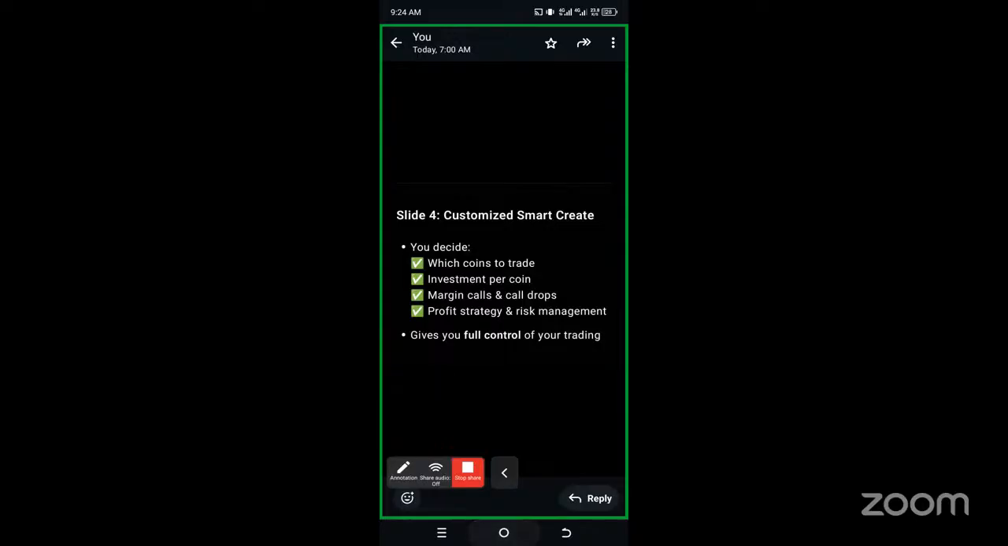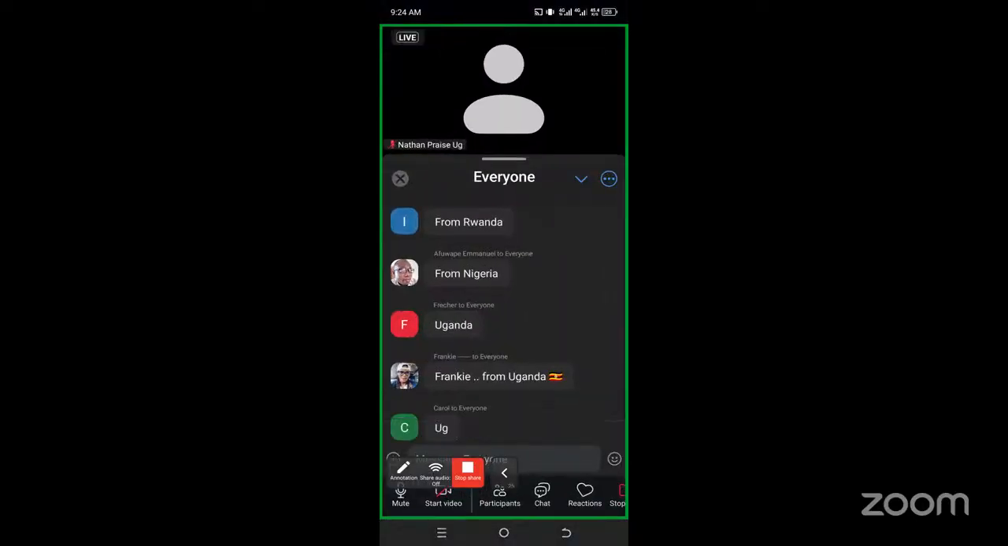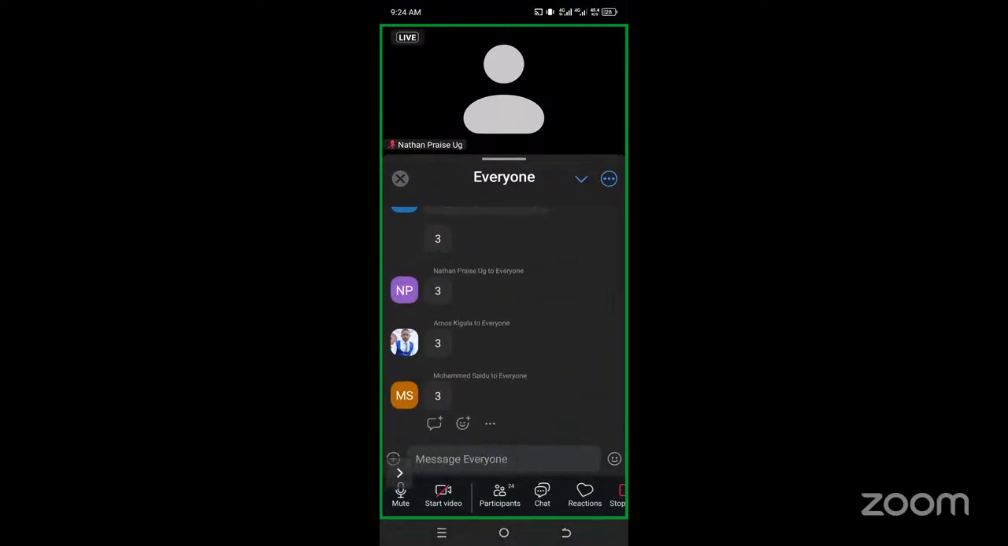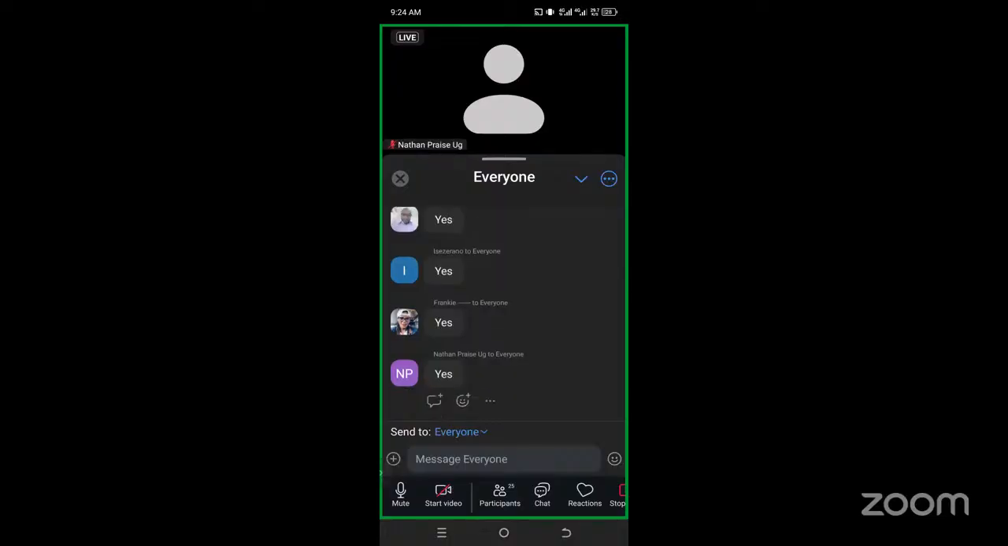Now, I come in the chat box and I confirm. Have you understood it? If you have understood the difference between default Smart Create and customized Smart Create, type yes. Type yes to confirm that you are learning.